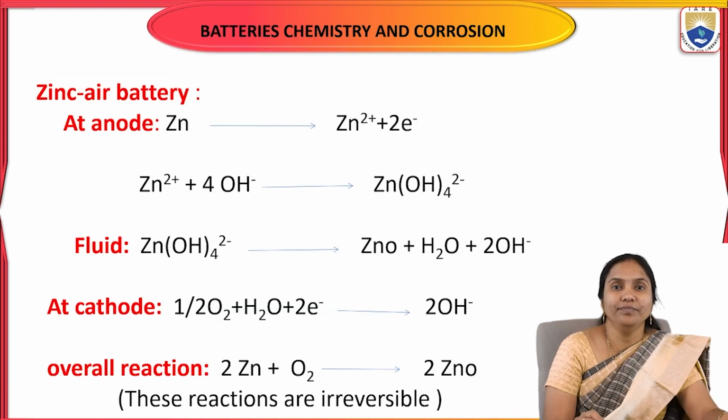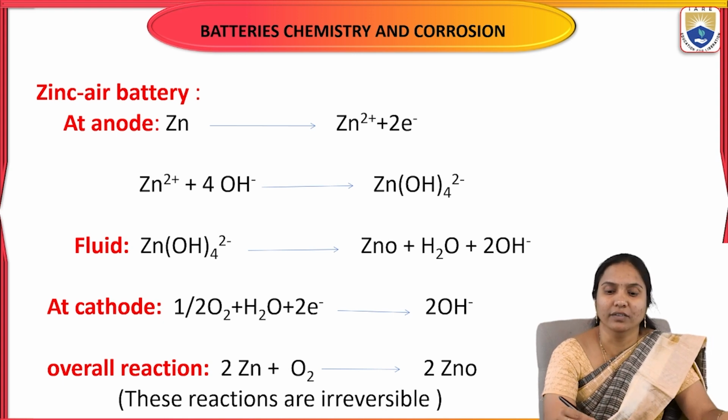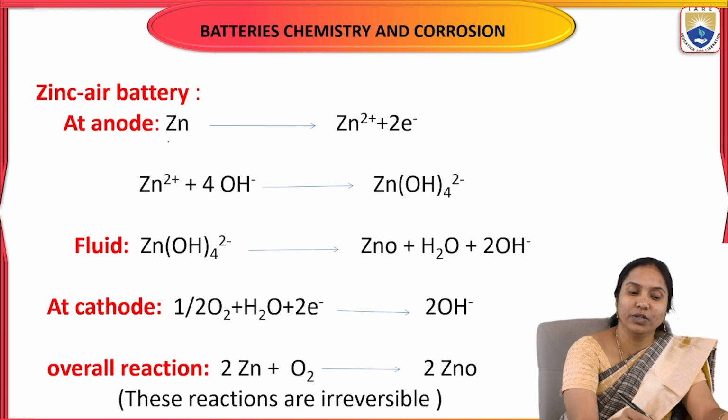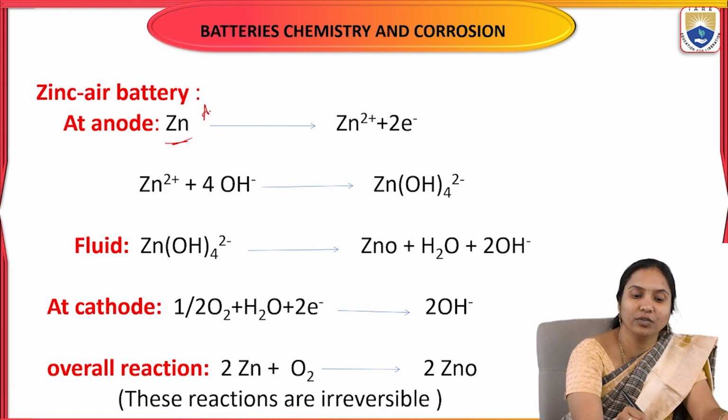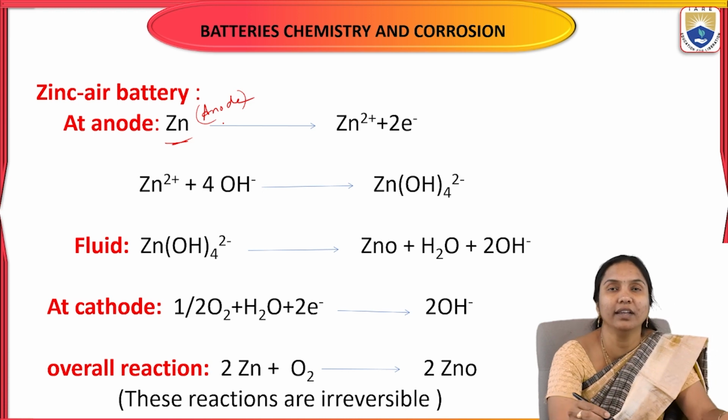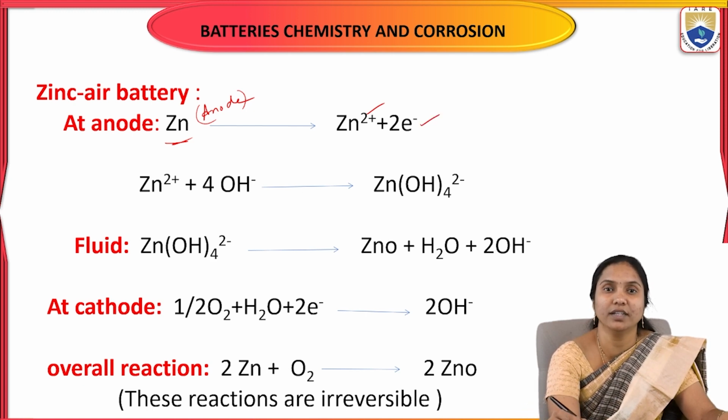So working function at anodic area. In this zinc air battery, zinc acts as anode. At anodic area, zinc undergoes oxidation, then gives zinc metal ions, Zn2+, with loss of 2 electrons.